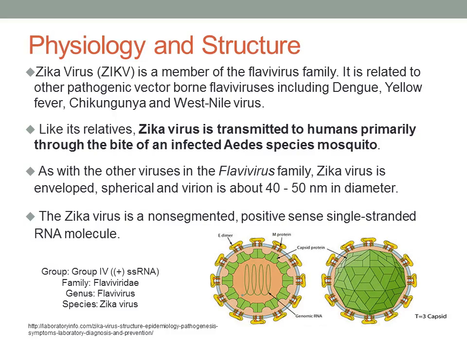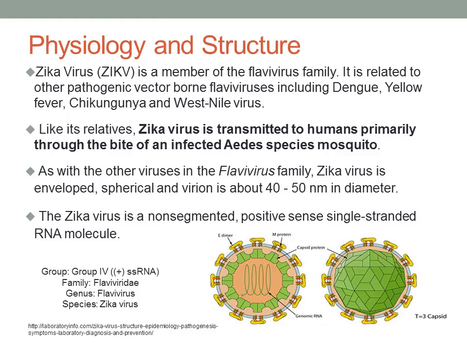Zika virus is a member of the flavivirus family. It is related to other pathogenic vector-borne flaviviruses such as dengue, yellow fever, chikungunya, and West Nile virus. Like its relatives, Zika virus is transmitted to humans primarily through the bite of an infected Aedes species mosquito.